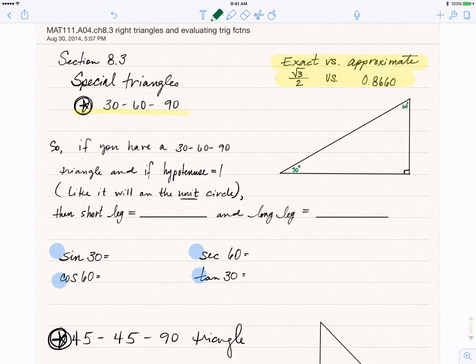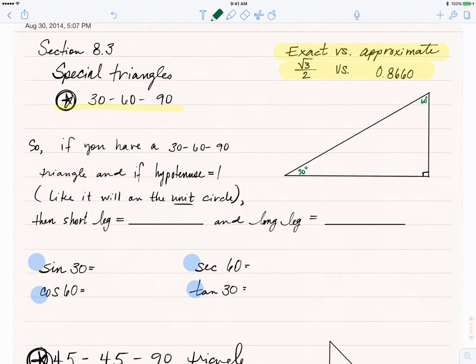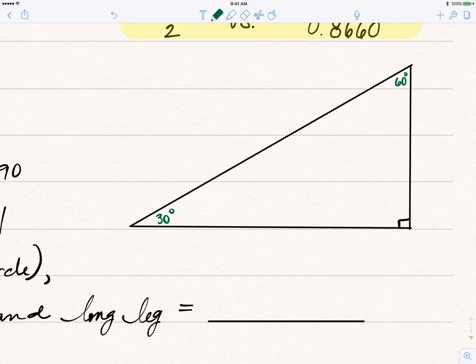A property of all 30, 60, 90 right triangles is that if you have a hypotenuse of 1, and I am going to stick with a hypotenuse of 1 simply because this is like my unit circle, then my short leg will always be half of that. Now, I think you can look at this and tell that on this triangle there is a short leg and there is a long leg. So the short leg will always be half of the hypotenuse.